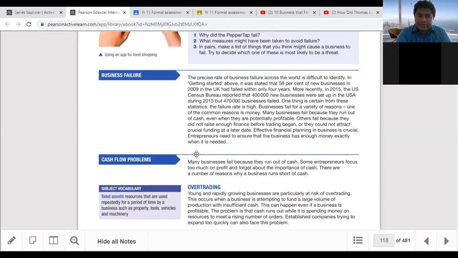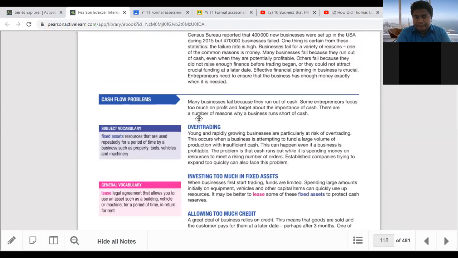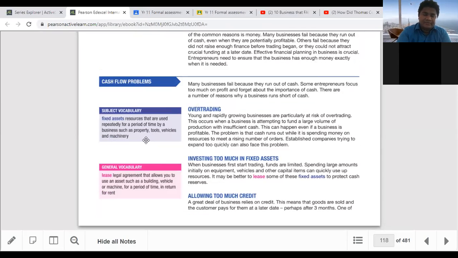Under that, the prominent one is cash flow problems. Why are cash flow problems being created these days? It's common for everyone. A lot of organizations are running out of cash. You can see organizations in an overtrading situation. Sometimes these words are really important. Are you familiar with this word, overtrading?